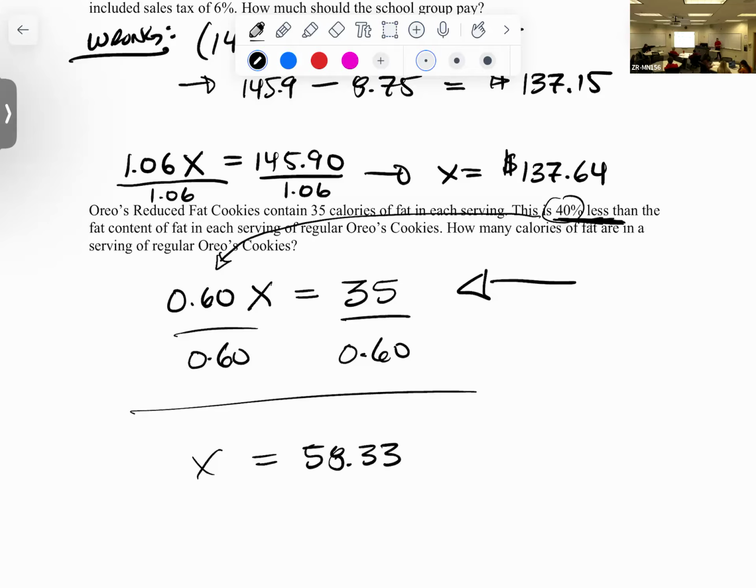$58.33, is that good? That's the answer? No, it's calories. I have calories on mine. All right, units.